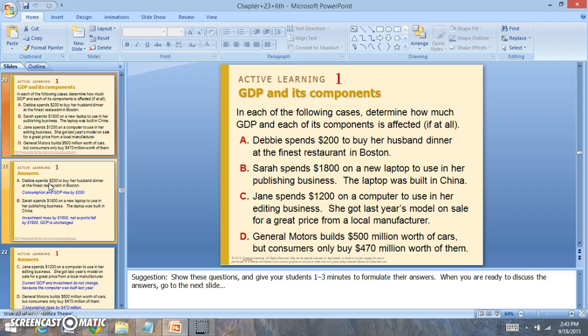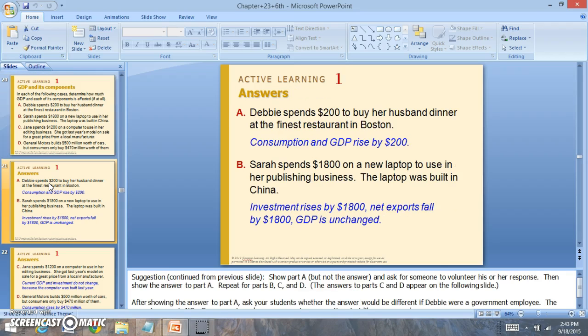Now, let me go through some different scenarios. Debbie spends $200 to buy her husband dinner at the finest restaurant in Boston. If we look at that, you'll notice that Debbie's spending money on a service, and given that it's part of consumption for consumers, it increases GDP by $200. It's part of the consumption component.